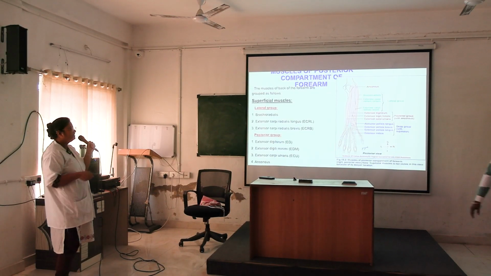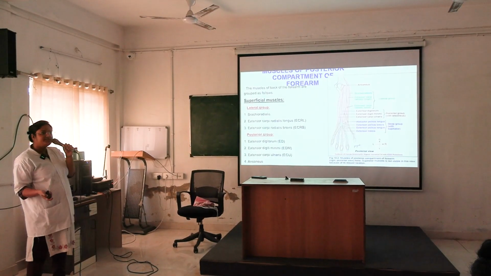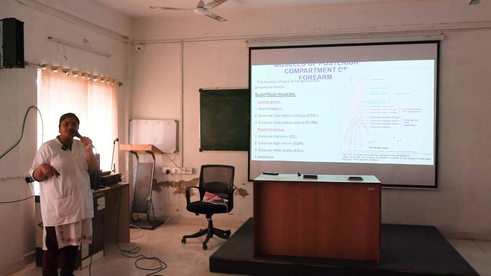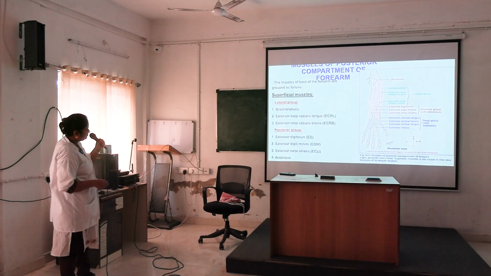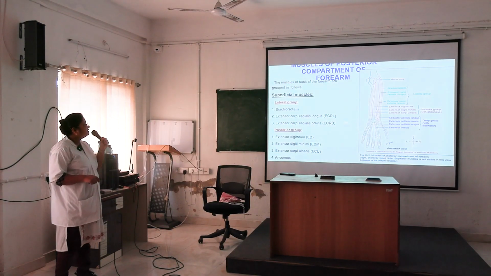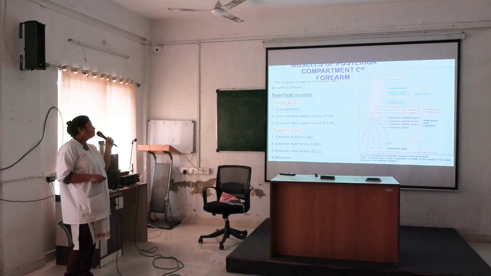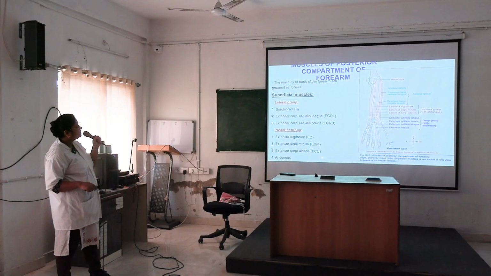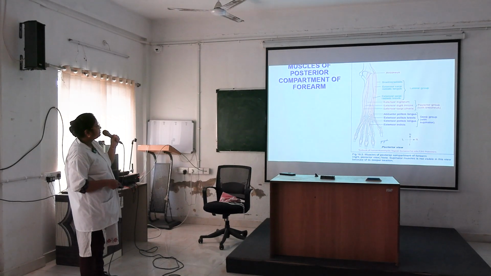So these are the muscles. Muscles of the back of forearm are grouped into superficial muscles and deep muscles. Superficial muscles are again grouped into two divisions, lateral group and posterior group. Lateral group contains three muscles: Brachioradialis, Extensor Carpi Radialis Longus and Extensor Carpi Radialis Brevis. Posterior group contains four muscles: Extensor Digitorum, Extensor Digiti minimi, Extensor Carpi ulnaris and the Anconeus.